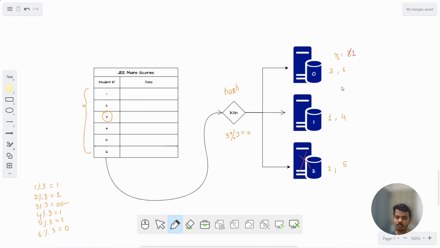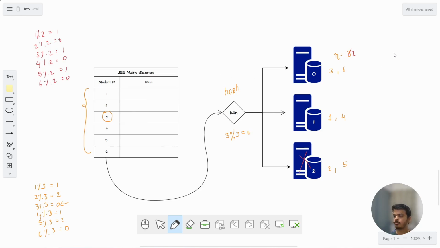You will have to repartition all your data. So now what will happen? Instead of 3 servers, you have 2 servers. So all the keys would be repartitioned. So now the new data would be: 1 mod 2 gives 1, 2 mod 2 gives 0, 3 mod 2 would give 1, 4 mod 2 would give 0, 5 mod 2 would give 1, 6 mod 2 would give 0. Okay?